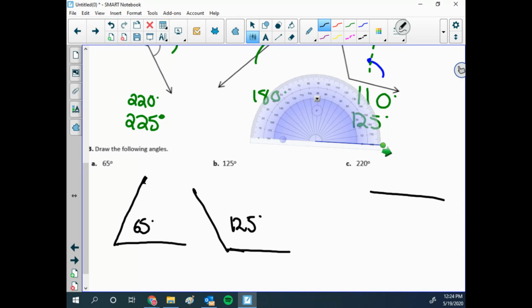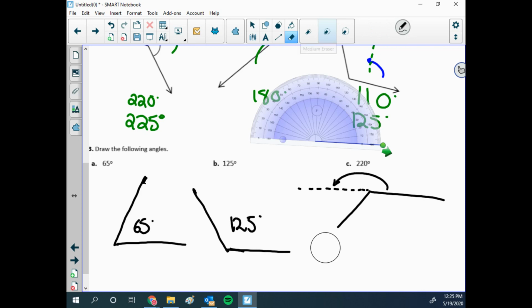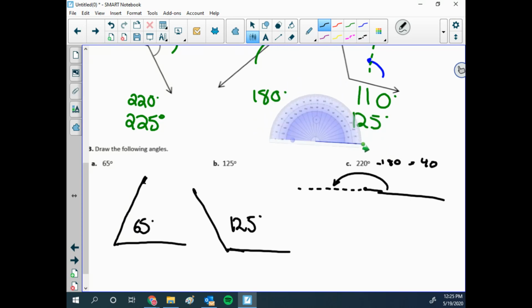A harder one to sketch is going to be a reflex angle. Because what we need to recognize is, well, we know this first part. We're going to come here. That's 180 degrees. We need to know what this other part is going to be. Well, if I take 220 and subtract 180, I would get 40 degrees. So I need to go here and measure a 40-degree angle.